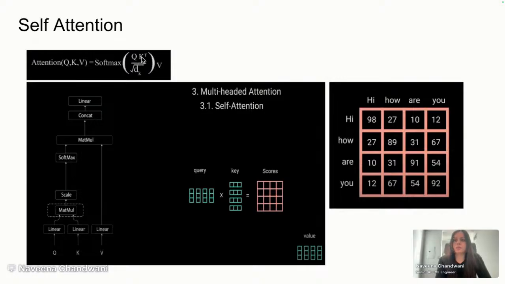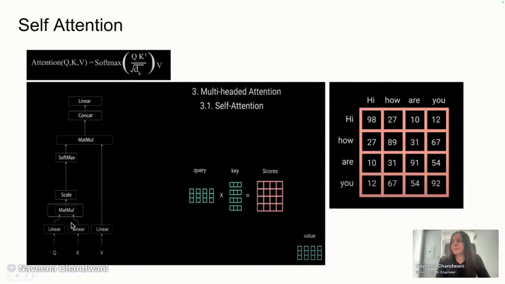It says query times K raised to T, which is the transpose of the key vector. So what is transpose? Transpose is an operation that flips the orientation of your matrix or vector. In this case, if your keys were column vectors, if you apply a transpose, they will be flipped to row vectors. And if we look at the operations first, say for each word in "hi, how are you", you generated query, key, and value.